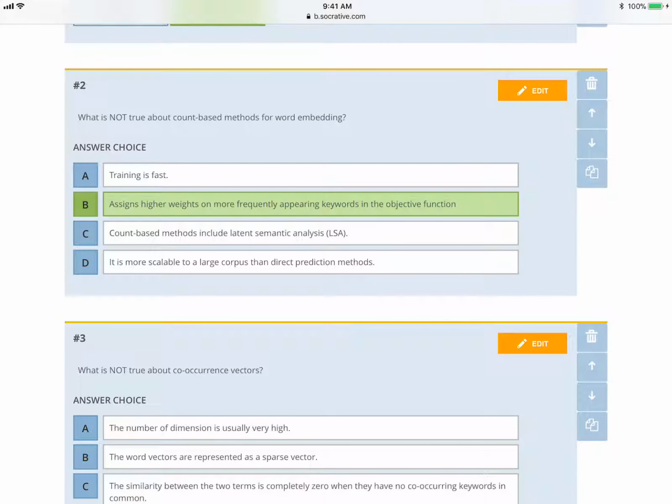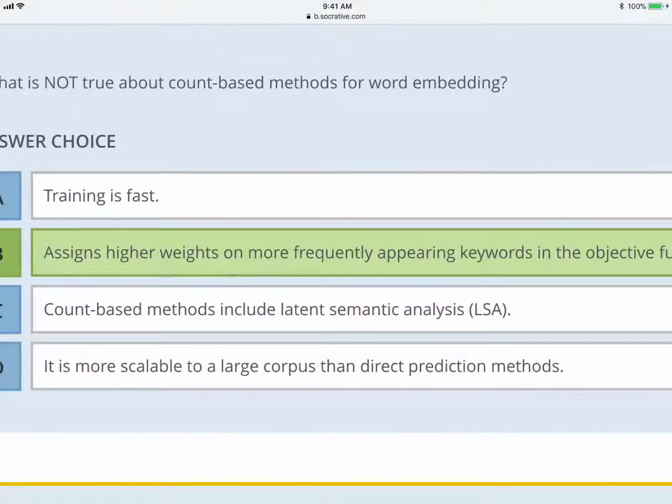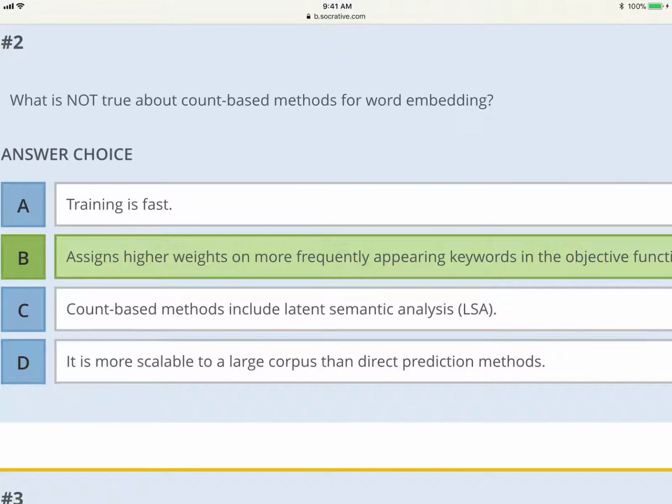Okay, so training fast. Count-based method is first computing all the statistics before actually starting gradient descent. So in that sense, it can be considered as more scalable. I mean, count-based is more scalable to larger data than the direct prediction methods.